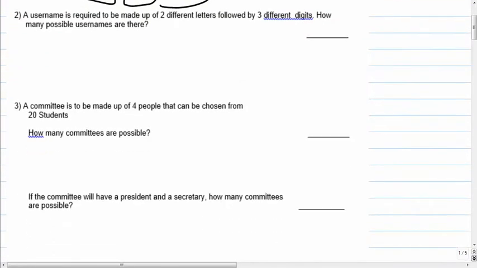Step 2, a username is required to be made up of 2 different letters followed by 3 different digits. How many possible usernames are there? What do I need to do? I need to pick a letter. I need to pick a second letter. I need to pick a digit, a second digit, and a third digit, right?